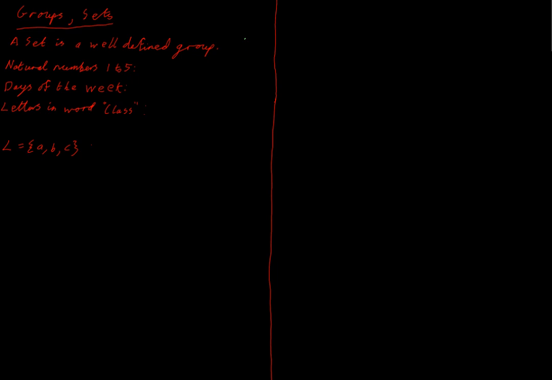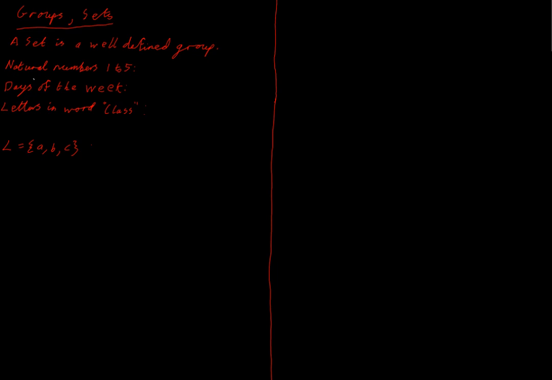So let's jump into our discussion of groups, which we're going to call sets in maths, and we're going to have a look at a few examples. So a set is defined as, we have a definition for our funny sounding word: a set is a well-defined group. Well, what does a well-defined group mean? It means we know exactly what are the members of that group. So let's have a look at a few examples.